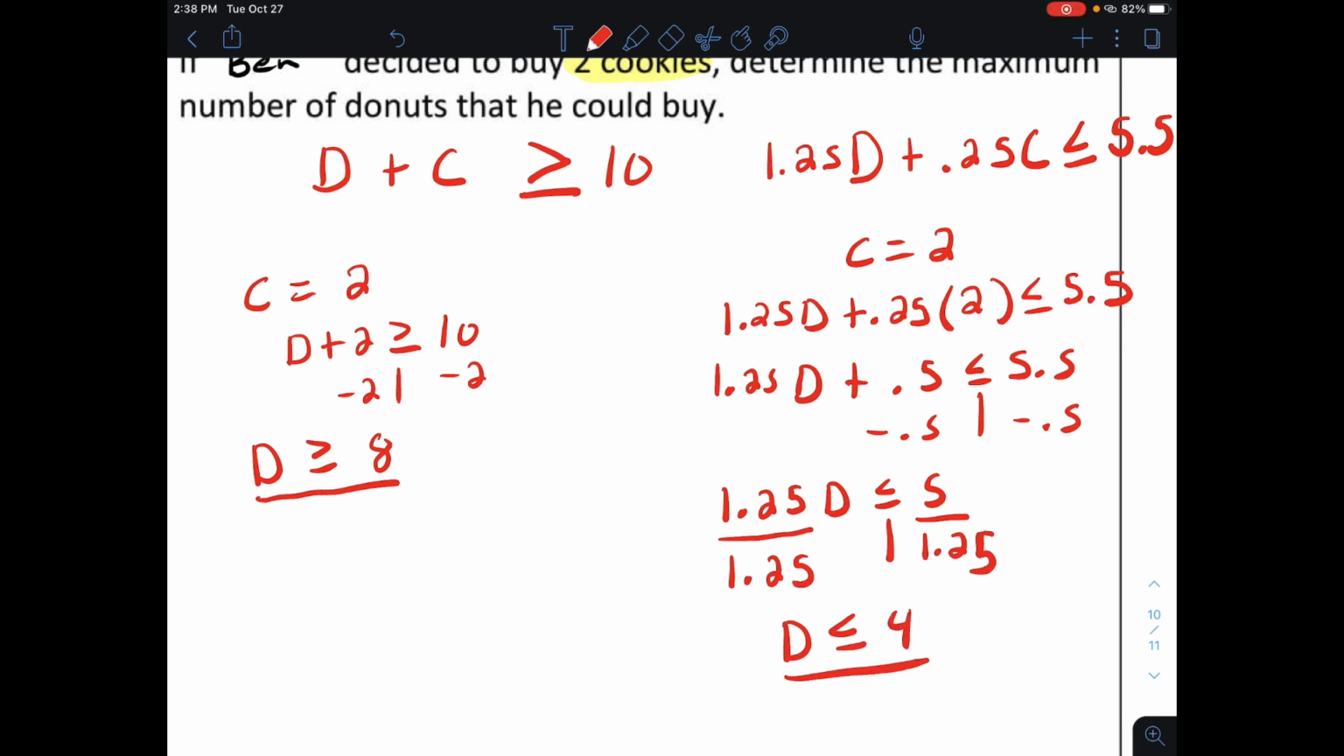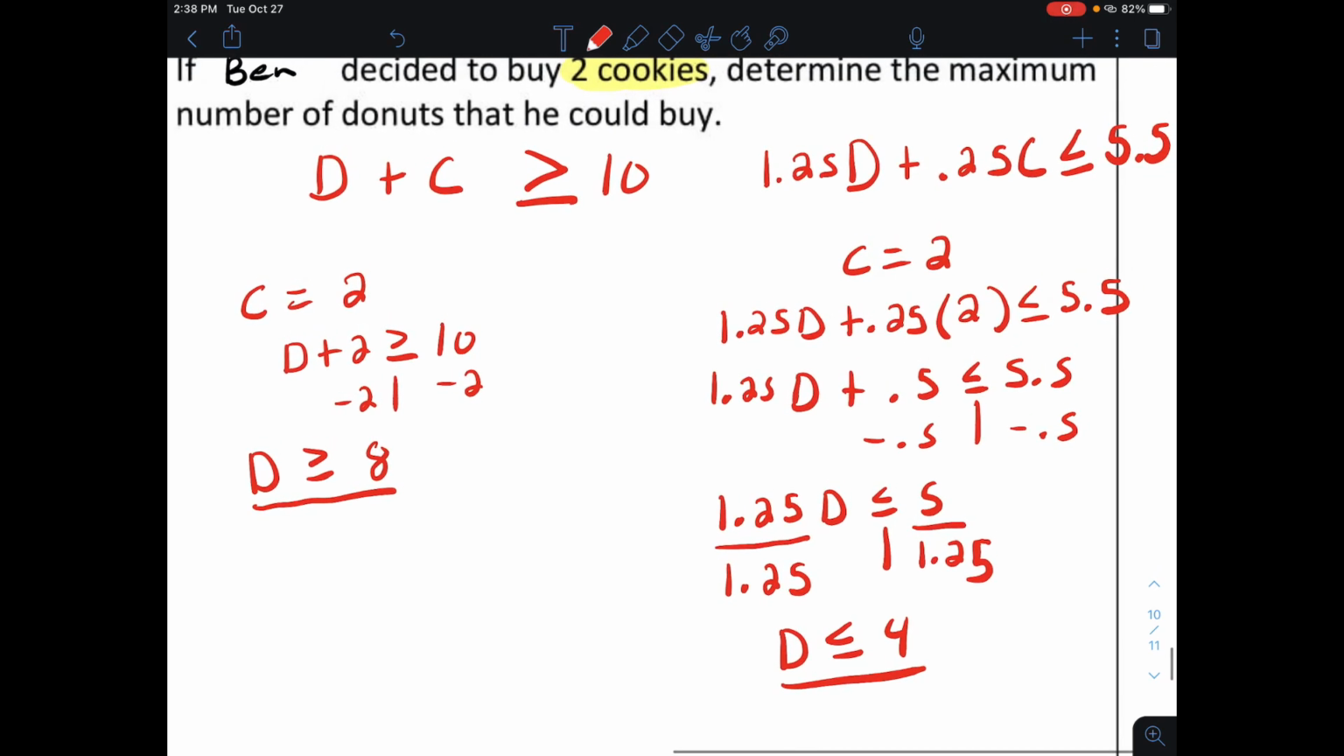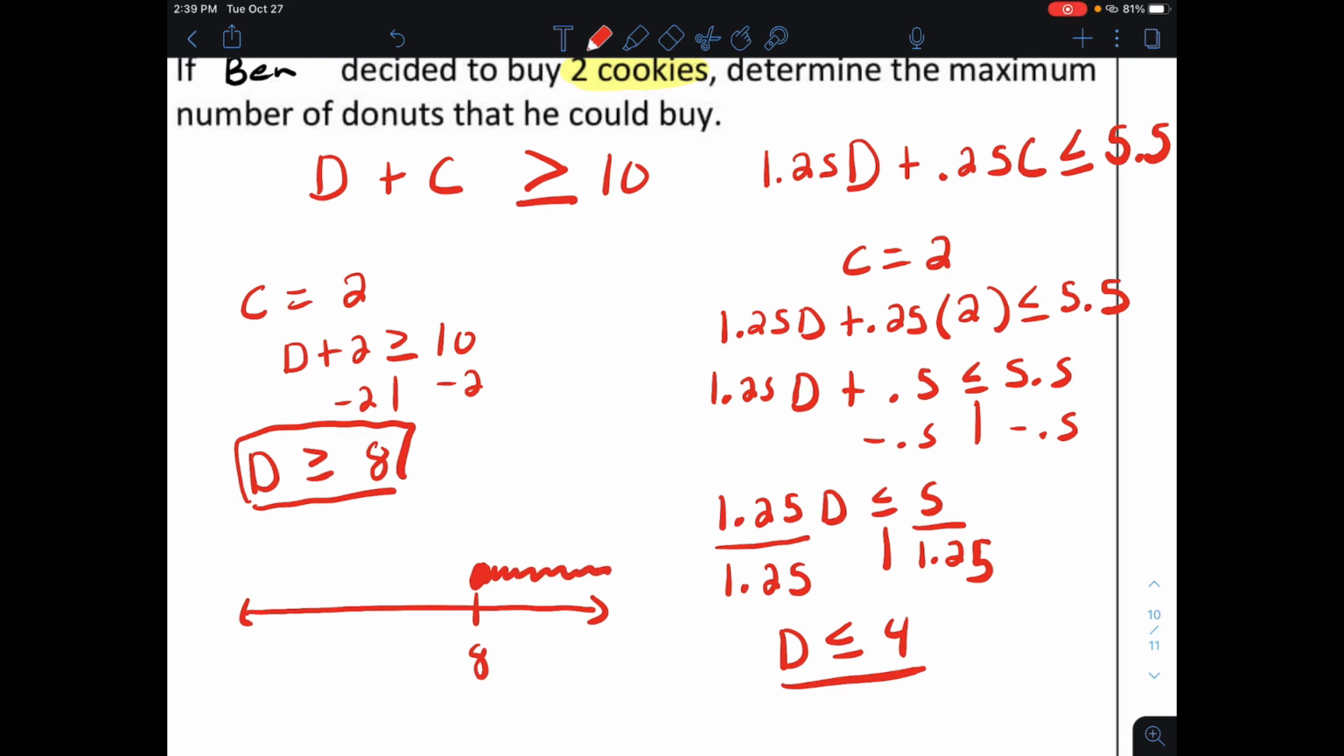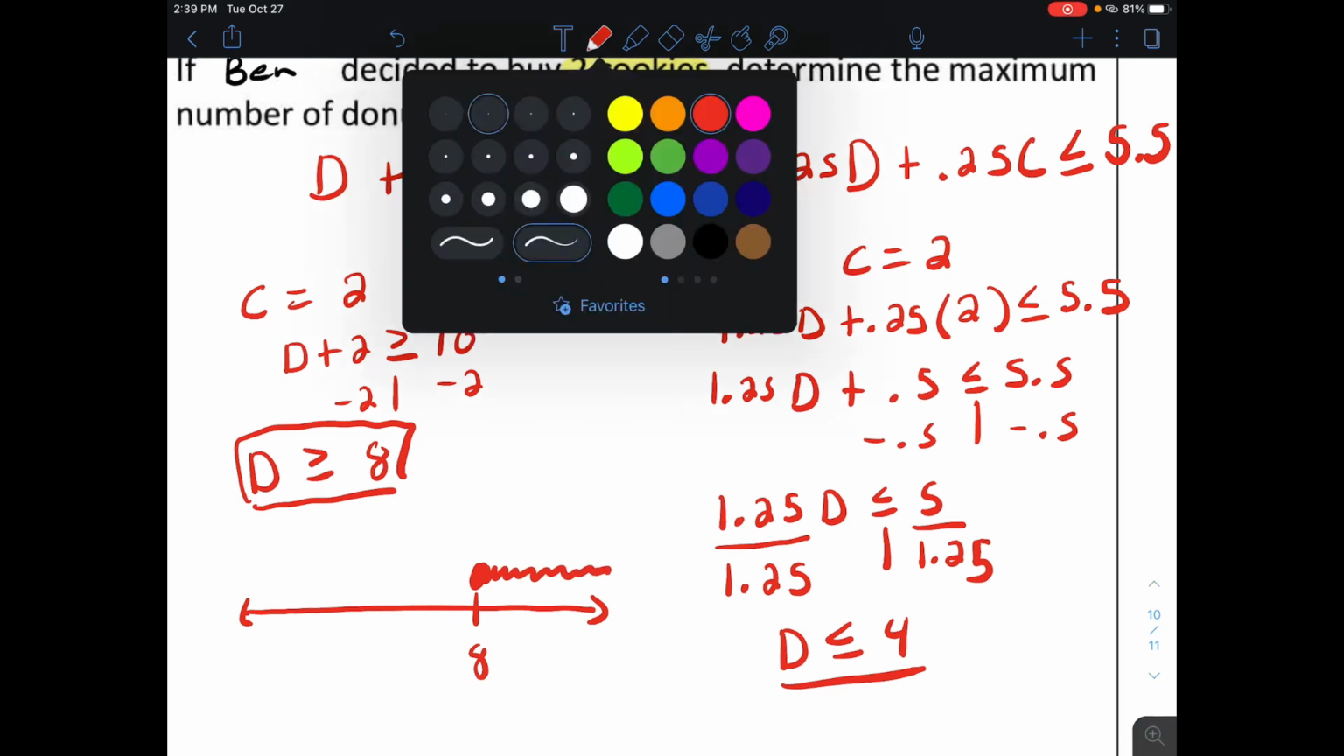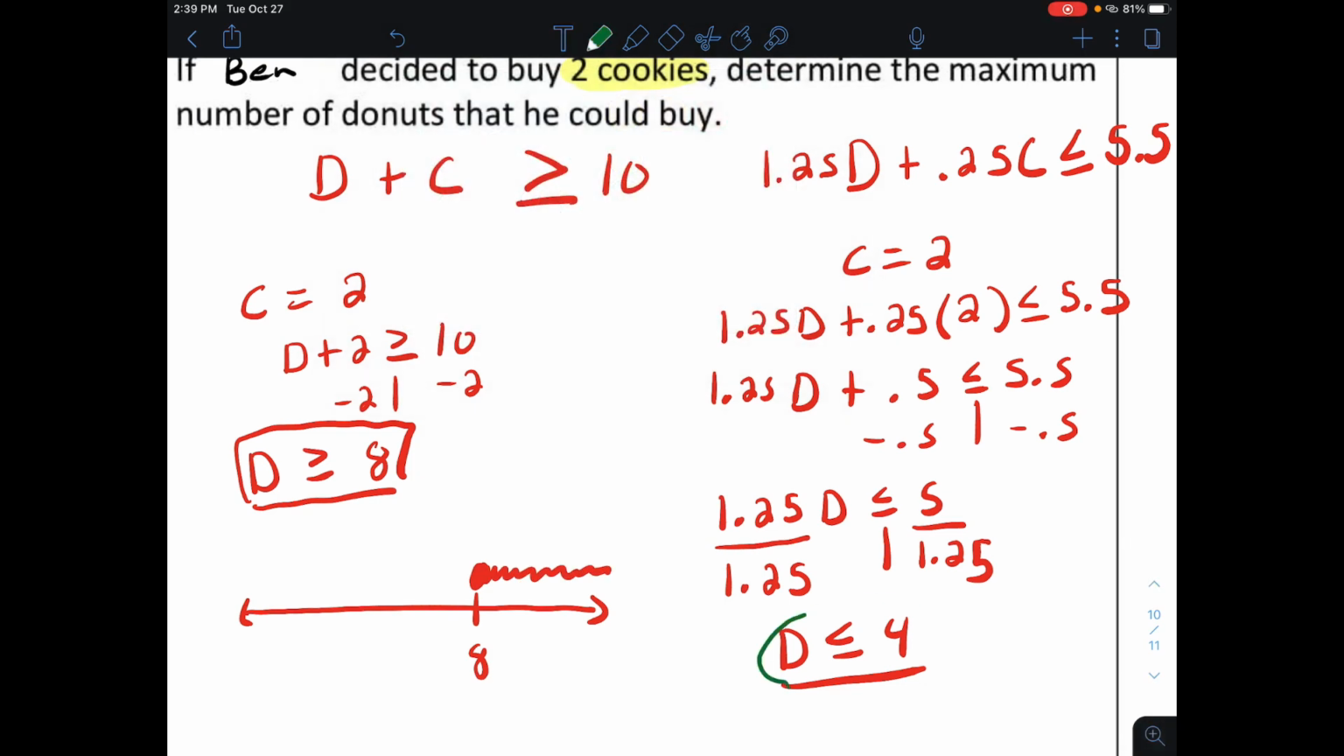Okay, well, we look at our 2 conditions. We're trying to find the maximum number of donuts that Ben could buy and have this be true. Well, I'm going to look at this on a number line again. Our first inequality says that D has to be bigger than or equal to 8, so it goes this way. Our second inequality, D has to be less than or equal to 4, so 4 is over here, said I could buy 4 donuts or I'd go this way.